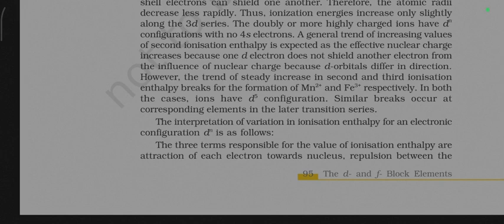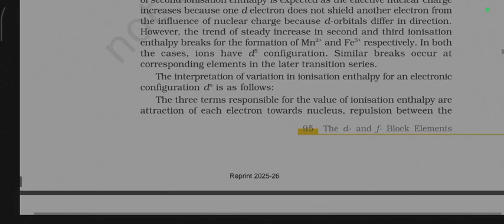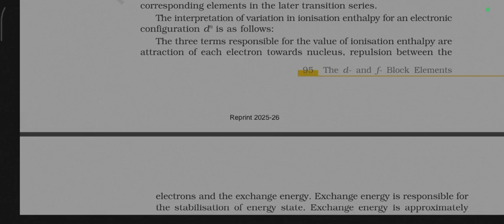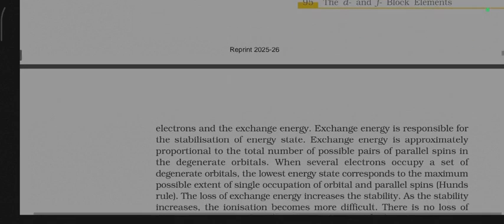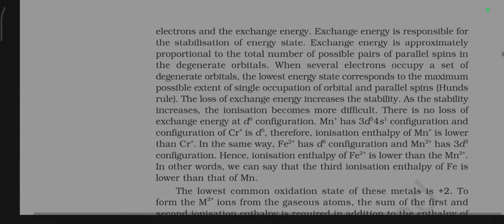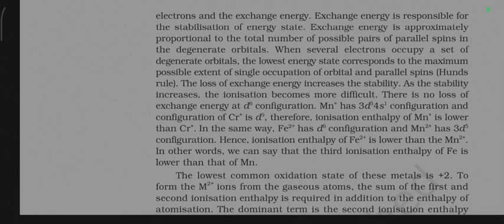The interpretation of variation in ionization enthalpy for an electronic configuration dn is as follows. The three terms responsible for the value of ionization enthalpy are attraction of each electron towards the nucleus, repulsion between the electrons, and exchange energy. Exchange energy is responsible for the stabilization of the energy state. Exchange energy is approximately proportional to the total number of possible pairs of parallel spins in the degenerate orbitals. When several electrons occupy a set of degenerate orbitals, the lowest energy state corresponds to the maximum possible extent of single occupation of orbitals and parallel spins.